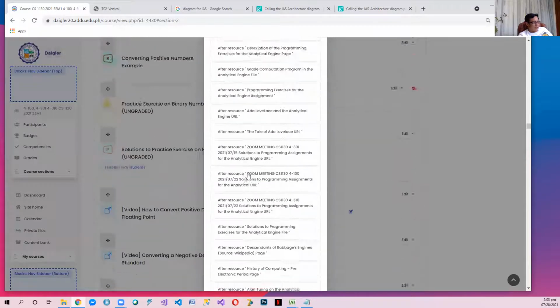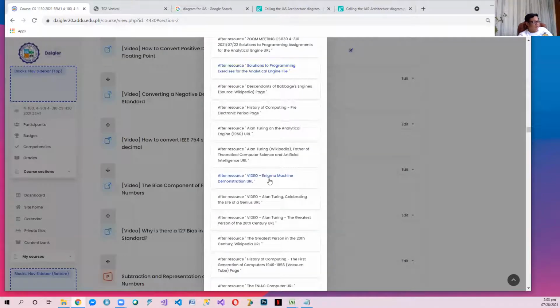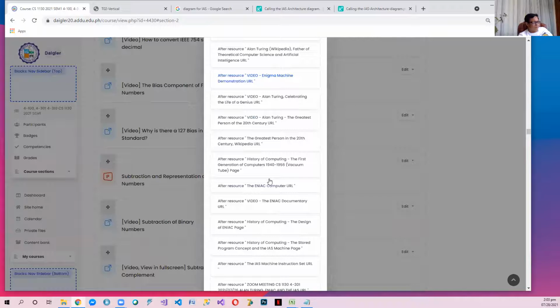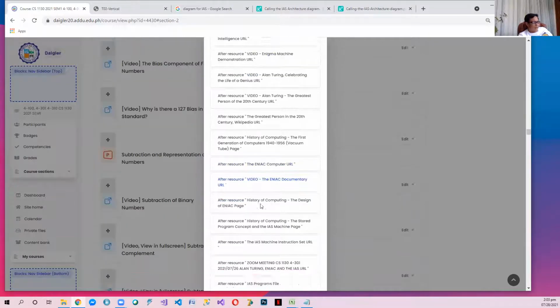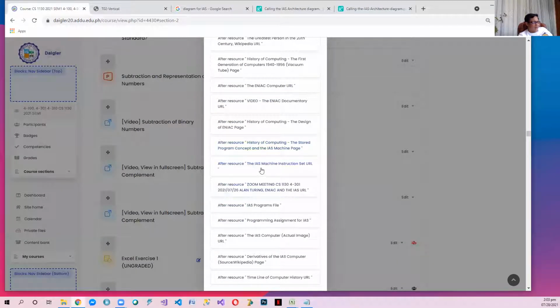We'll transfer this before, after Inyak. Okay. Dito na lang. Dito.